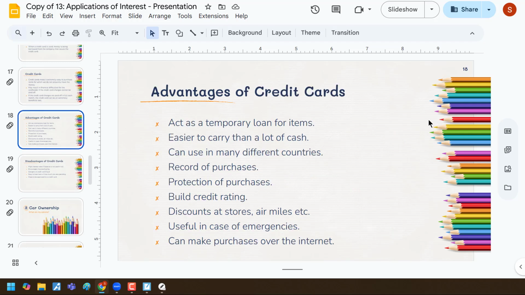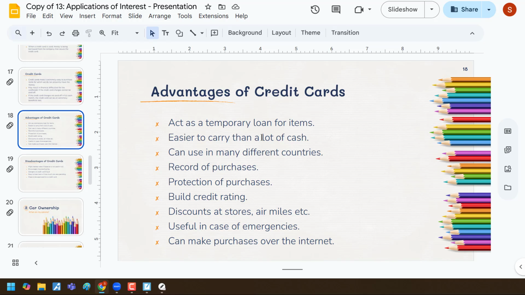Advantages of credit cards. Act as a temporary loan for items. Easier to carry than a lot of cash. Can use in many different countries. Record of purchases. Protection of purchases. Build credit rating. Discounts at stores, air miles, etc. Useful in case of emergencies. Can make purchases over the internet.